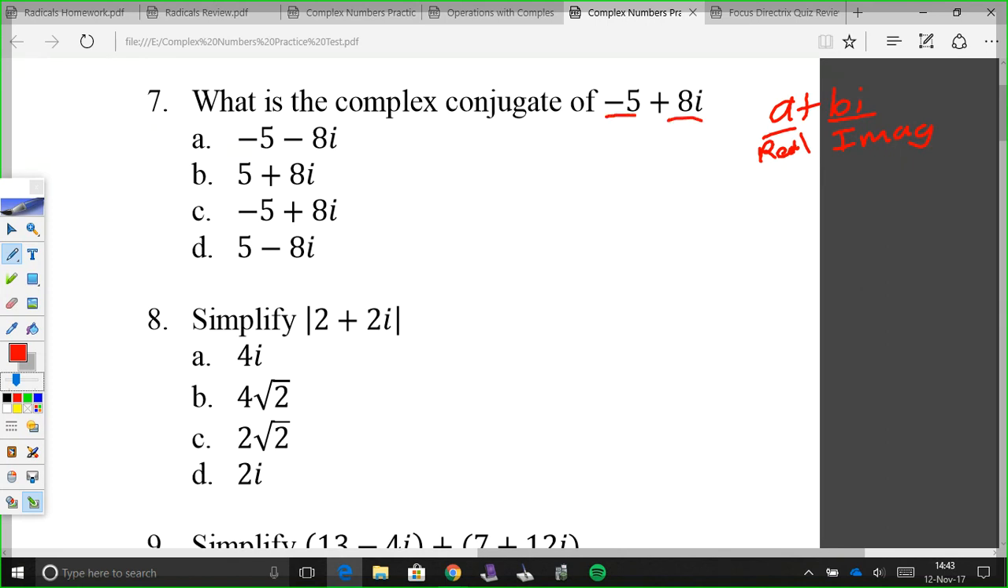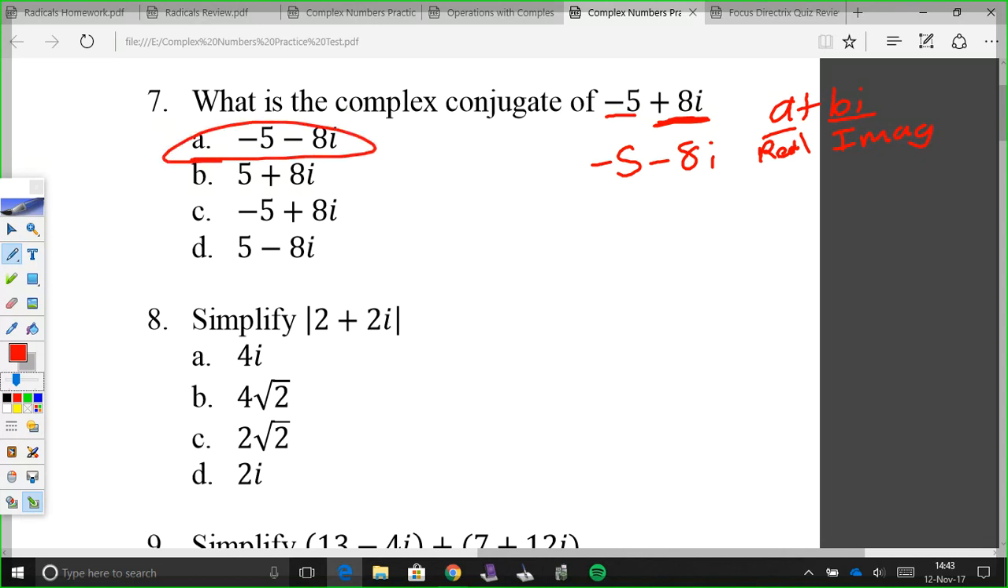And the conjugate, again, is just changing the sign to the imaginary part. So my conjugate is negative 5 minus 8i. I don't change the sign to the real part, so negative 5 stays as negative 5. I only change the sign to the imaginary part. So that positive 8i is now going to be a negative 8i. So my answer would be A.